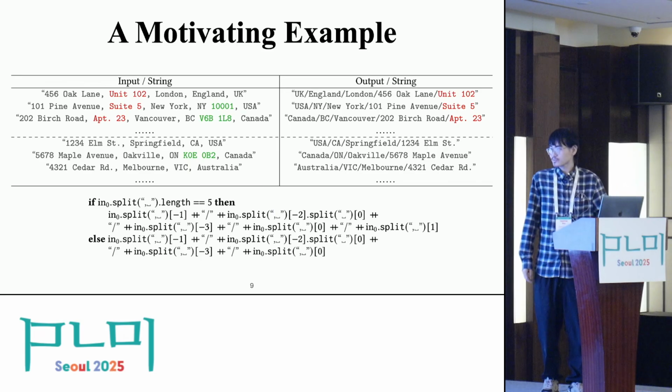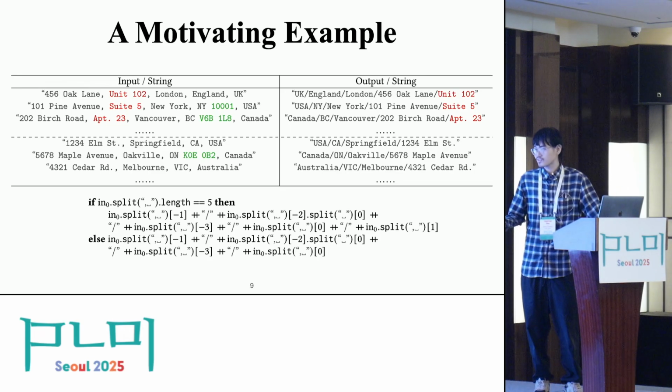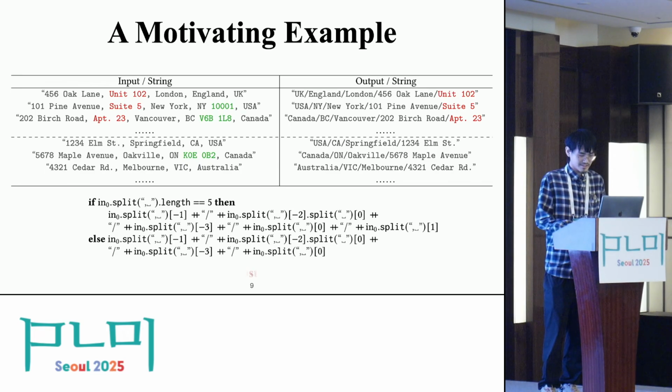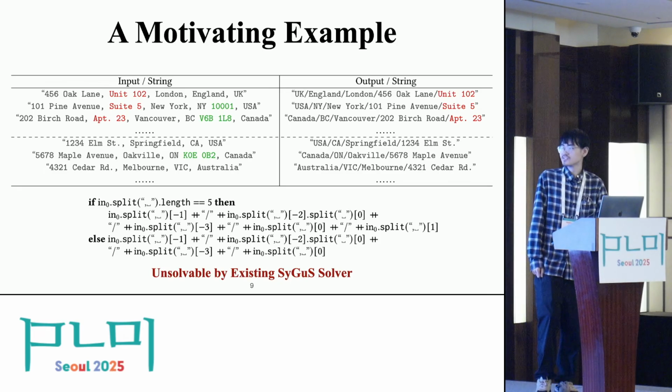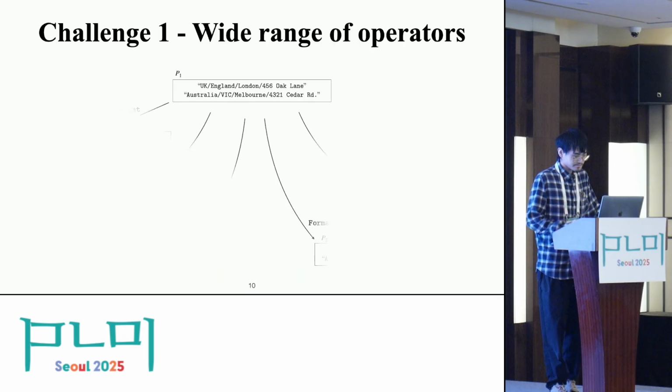And the solution should be quite simple. It first splits the examples into two parts, in two cases, and then just rearranges them with all those comma-separated components. However, surprisingly, this simple task is not solvable by existing SyGuS solvers, including CVC5 and FlashFill++. So let's discuss the problem.